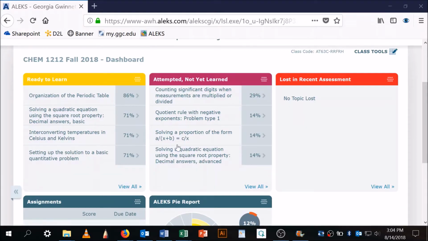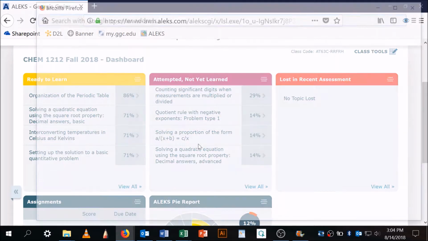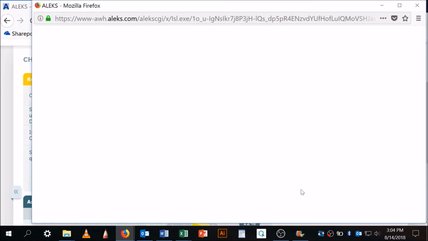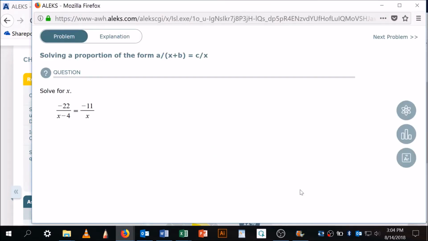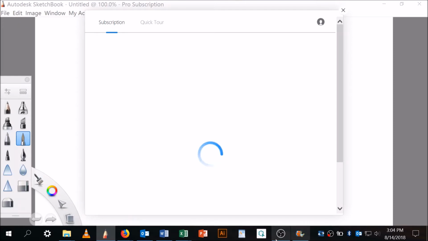Okay, so now I want to do solving a proportion of the form a over x plus b is equal to c over x. So let's take this here. I'm going to have to do a screenshot because it's, well, I can copy that over. Let's go back to Sketchbook. And let's go here.